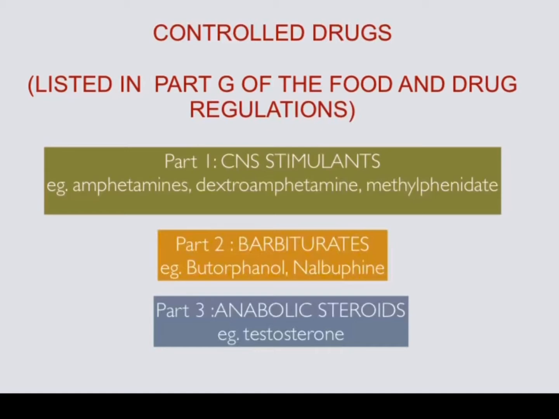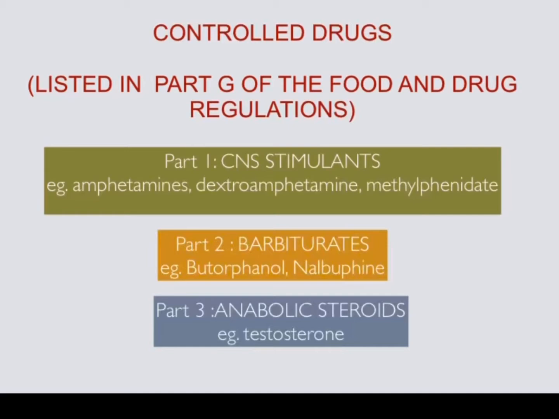Now let's consider the three parts one by one. Part 1 is CNS stimulants. The examples are amphetamine, dextroamphetamine, and methylphenidate. These drugs are normally used in ADHD, attention deficit hyperactivity disorder.